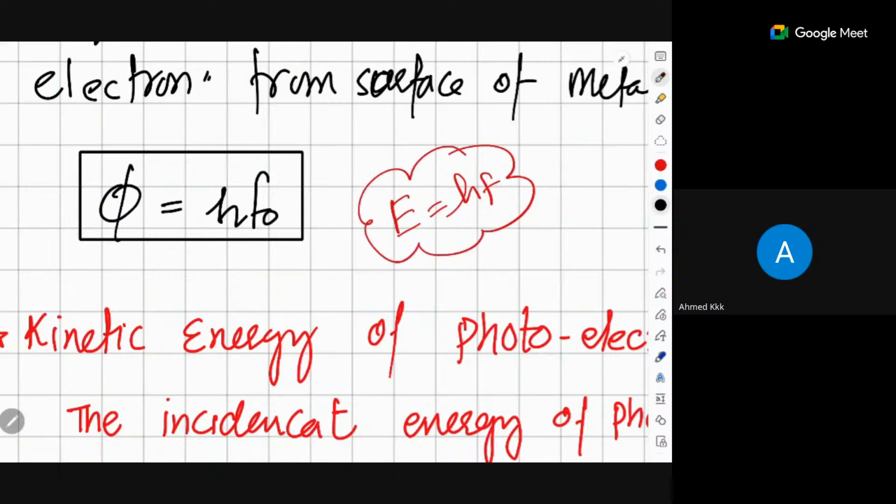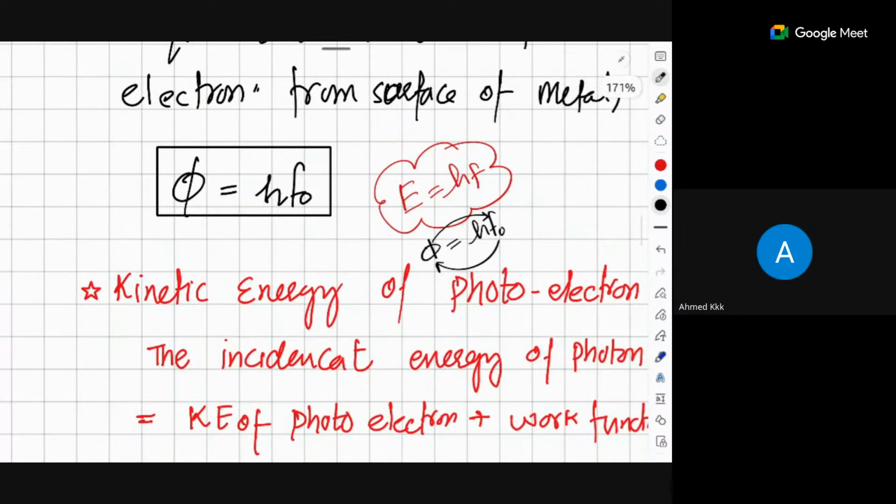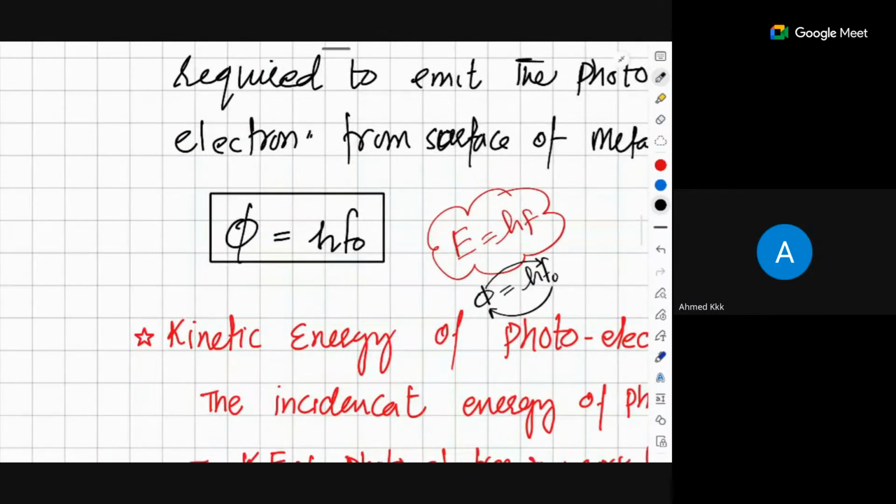So by that formula, the basic energy will correspond to a specific frequency, the minimum frequency. This minimum frequency corresponds to this minimum energy, and this minimum energy corresponds to this minimum frequency. That is why it is called your threshold frequency, or this is also called your work function energy. You can calculate the work function energy of different metals.